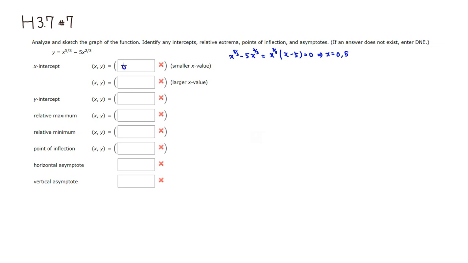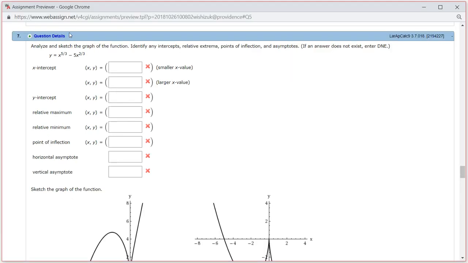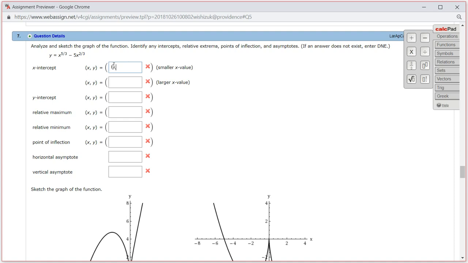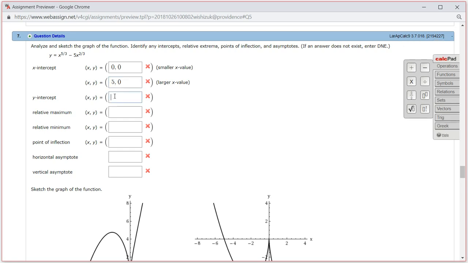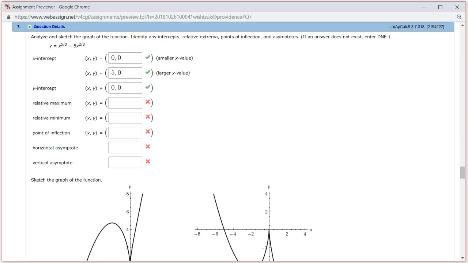So the smaller x value is 0, and the y value is of course 0, and then 5 comma 0. Then the y-intercept: y of 0 is obviously 0, so it's at 0 comma 0. So let's type it in. We have the origin 0 comma 0 and 5 comma 0, and the y-intercept is 0 comma 0. Let's check the answer. All right, it came back and we got the intercepts correctly.